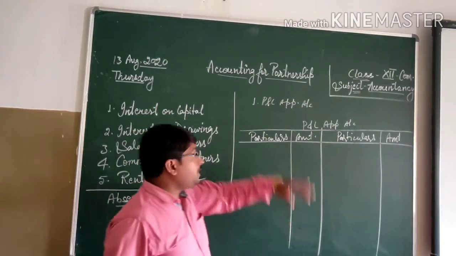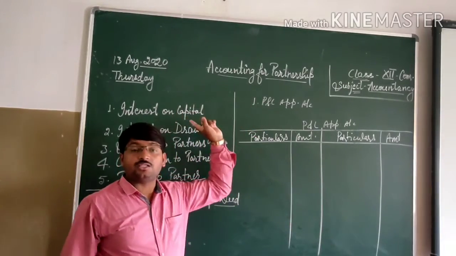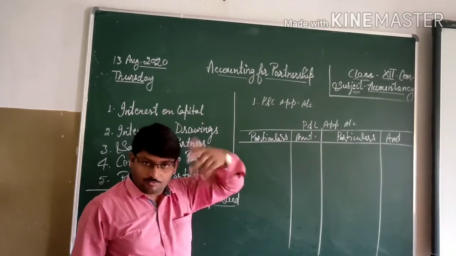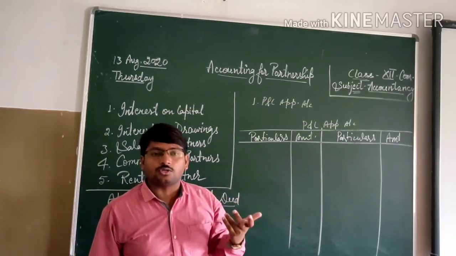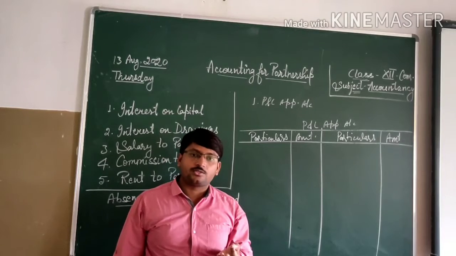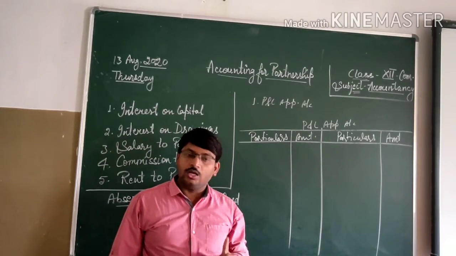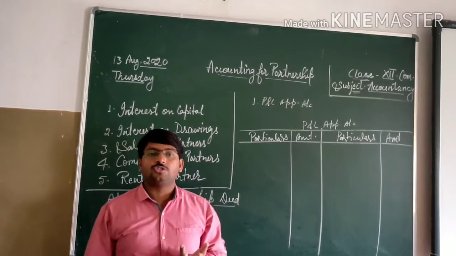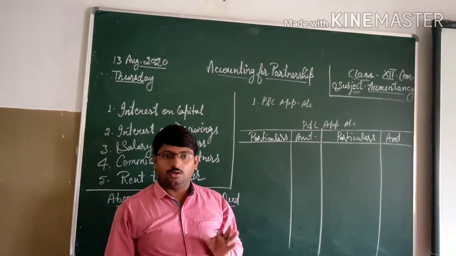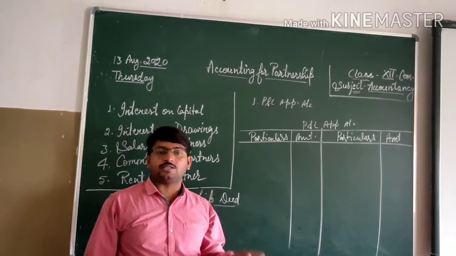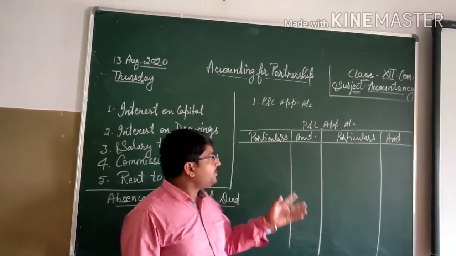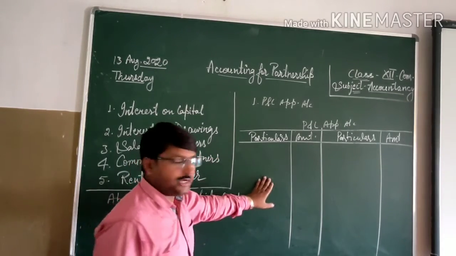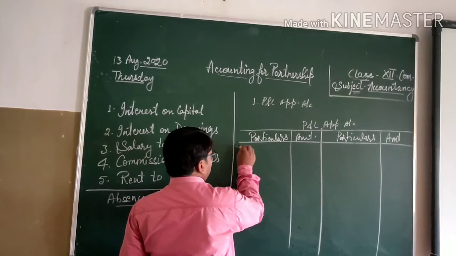Now see, if the firm is paying this money in form of interest to the partners, then it is a type of expense to the firm, right? And we all know what we have to do with the expenses, we have to just debit them. We know now that all the expenses and losses are debited. So here it is, this is the debit side.